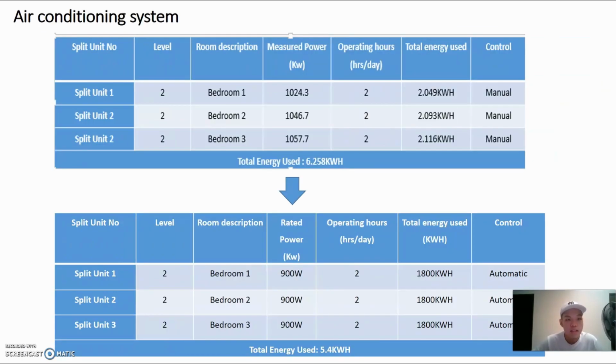And next is the air conditioner system. The air conditioner system is controlled manually, and the total energy use is 6.258 kilowatt per hour. On the other hand, when the air conditioner system is controlled automatically, the total energy use is reduced to 5.4 kilowatt per hour. So we can see that the air conditioner system controlled automatically saves more energy than the air conditioner system controlled manually.